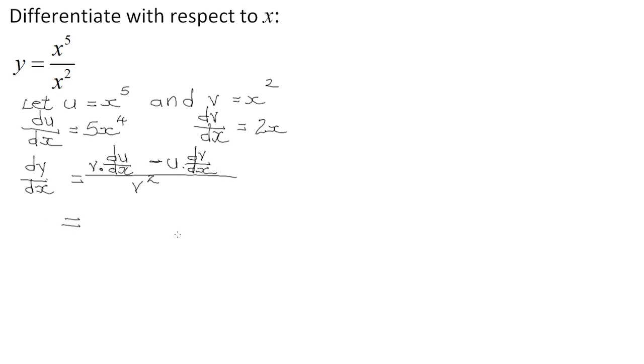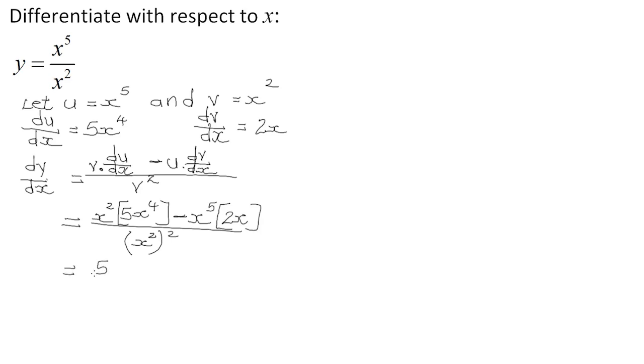And now you substitute. You draw your line and you start from the bottom. v squared, take note, v is x^2, but it must be squared. And then immediately v times derivative top, that's now du/dx, which is 5x^4, minus top, which is x to the power 5, and then derivative bottom, which is 2x. And then you can just simplify it.